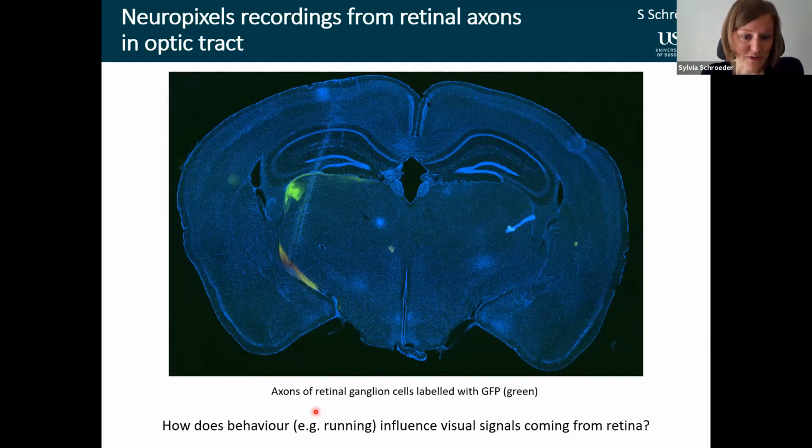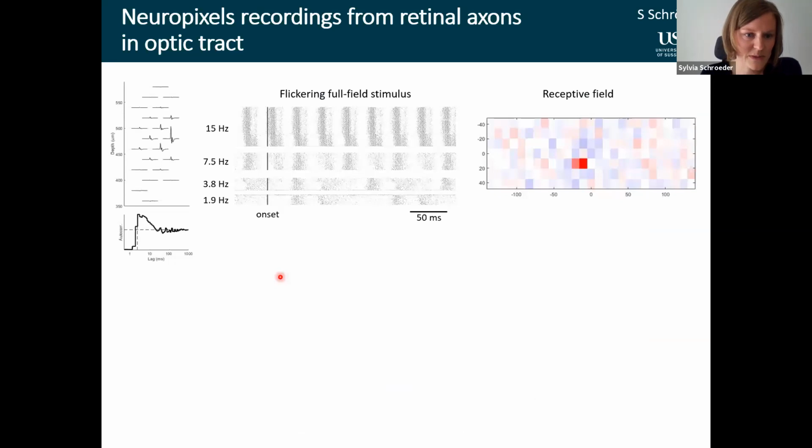The goal of this project was to find out how or whether behavior, for example, running, influences the visual signals that are coming from the retina. So basically, does the spiking of retinal ganglion cells change because the mouse behaves differently, right? And I have to say, I think this whole data wouldn't have been possible to record without Neuropixels and without KiloSort. Right, so how did we approach this?